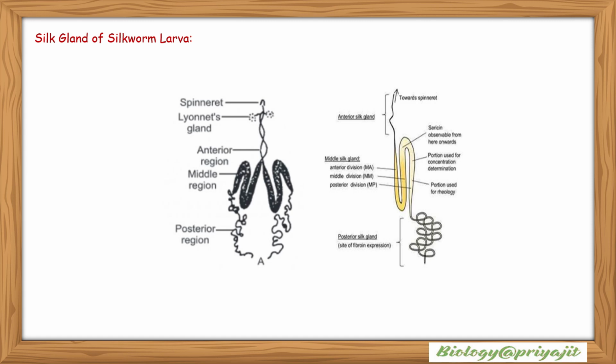Structurally, each gland consists of three parts: the posterior silk gland, which is the largest and synthesizes fibroin, the core structural protein of silk; the middle silk gland, which stores and transports silk while secreting sericin, a sticky protein that coats and binds the fibroin threads; and the anterior silk gland or spinning duct, which leads to the spinneret located in the mouth and extrudes the silk.